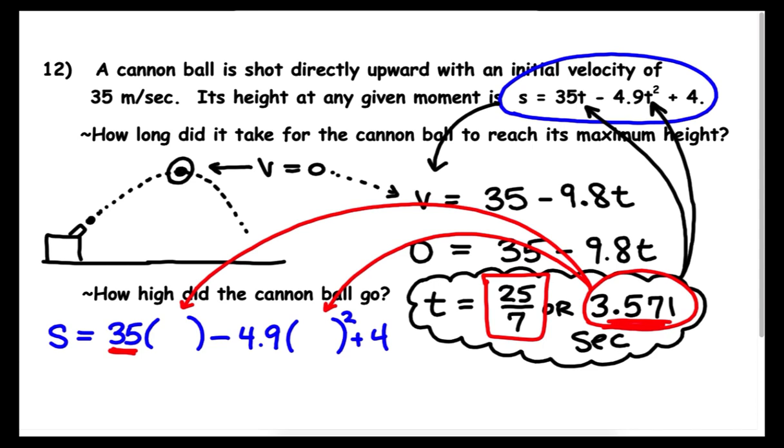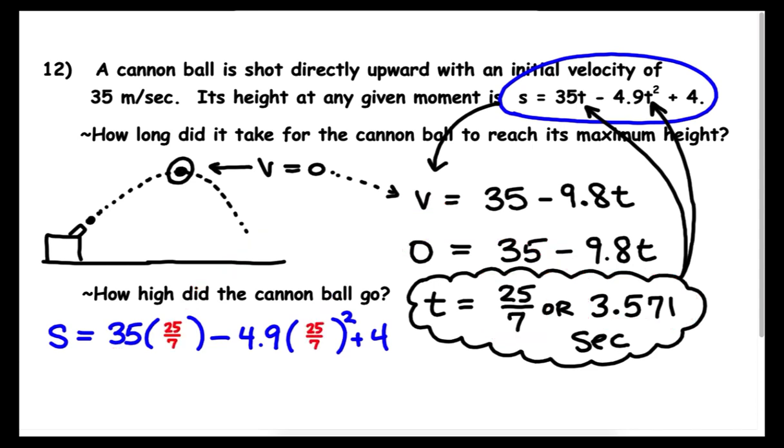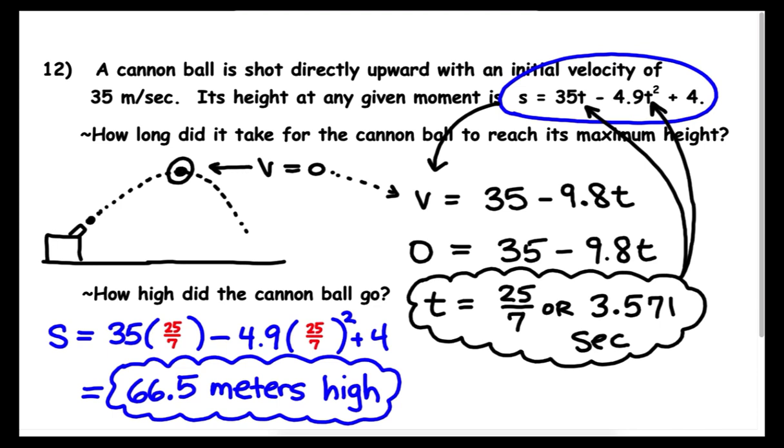So in goes the 25 sevenths. And then at this point, just let your calculator work this out for you. You don't need to do it yourself. And to my amazement, it came out exactly to 66.5 meters, right on the nose. Now, you can write 66.500 if you want to go to 3 places just to be safe, but since it's an exact value, it's okay to stop at 66.5 in this case. All right, so that's how high it made it. Let's move on.